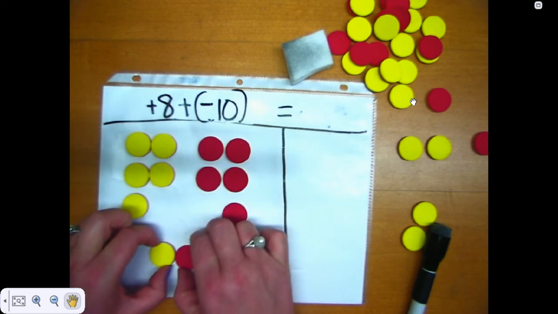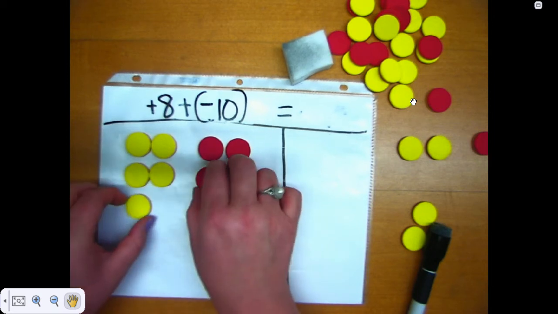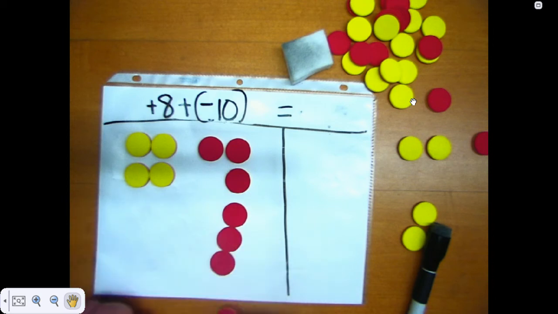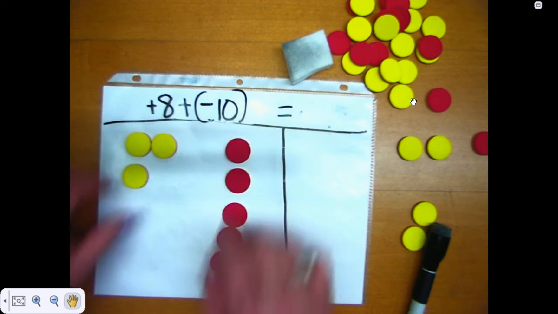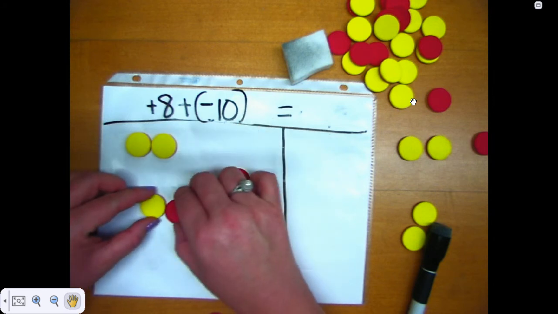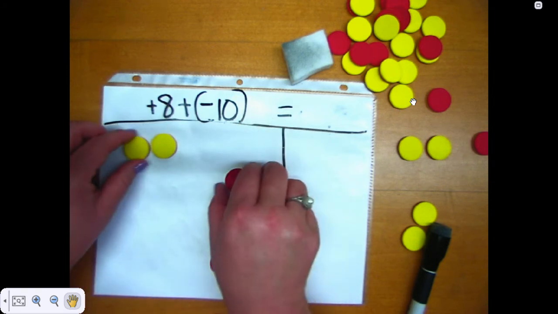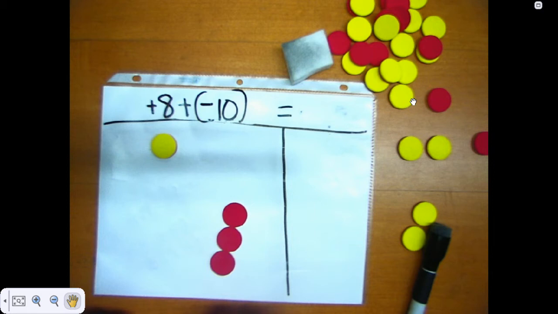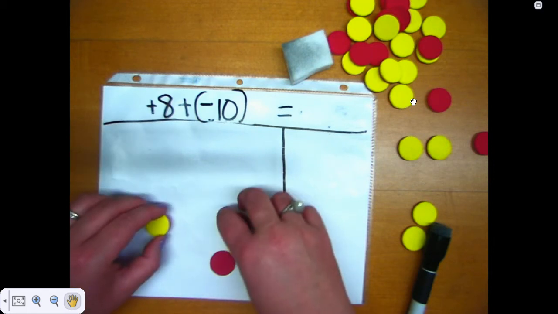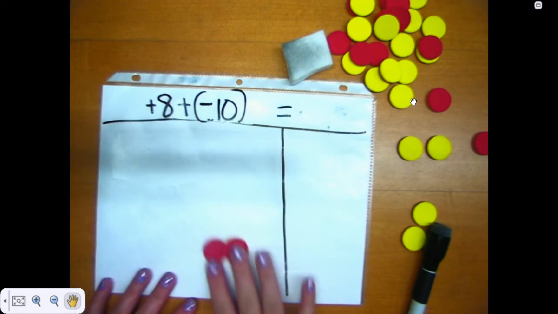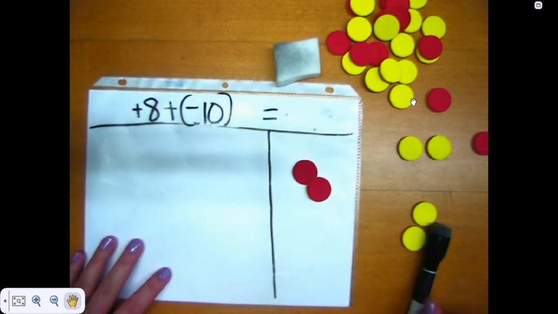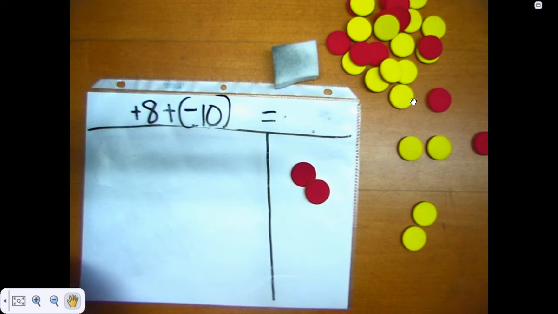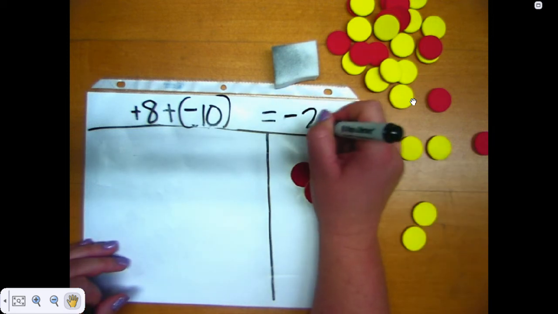Positive 1, negative 1, get rid of it. I keep removing positive 1 and negative 1 pairs until they're all gone. Now my counters are the same color, and I can push them to the equal side, and my answer is negative 2.